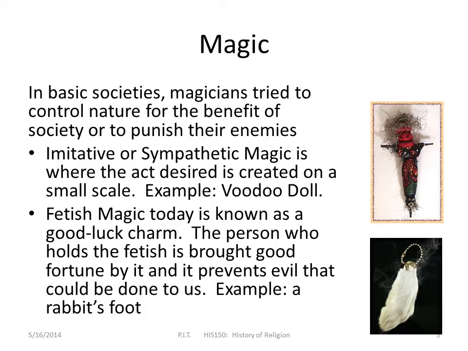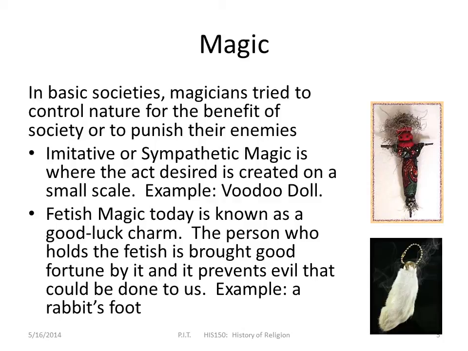Now, because we know how important nature is, you need people who can control nature. And in the, again, early days, there were societies, they had what they called magicians. In the Bible, they're called magi. So if you have heard that word before, it is a way of controlling nature for the benefit of society or to punish their enemies.